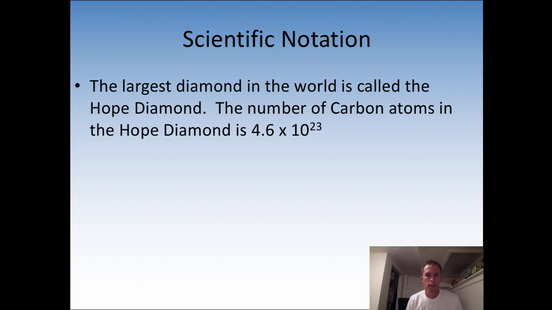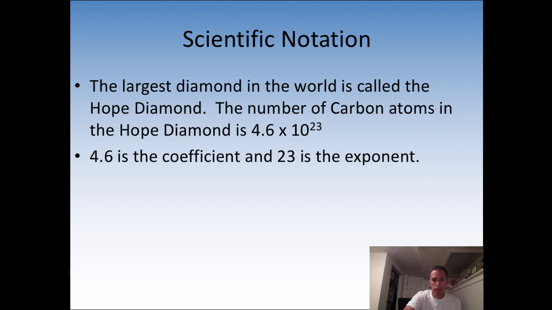The largest diamond in the world is called the Hope Diamond. I think it's one of the larger ones. I don't know if it's still the largest, but one of the largest diamonds in the world is called the Hope Diamond. The number of carbon atoms in the Hope Diamond is 4.6 times 10 to the 23rd. 4.6 would be the coefficient, and 23 in this example would be the exponent.